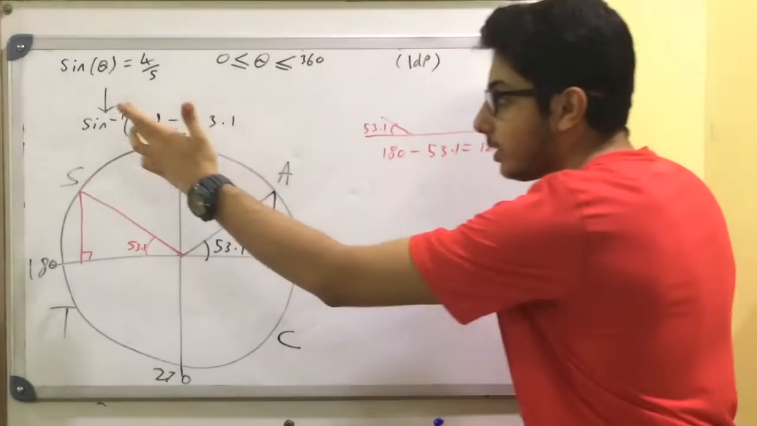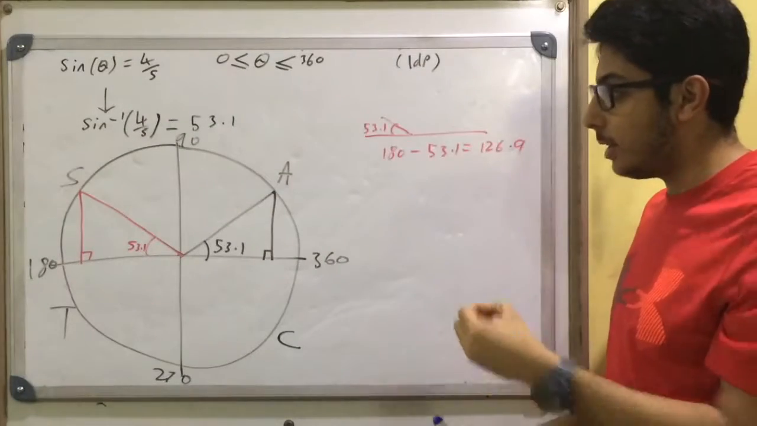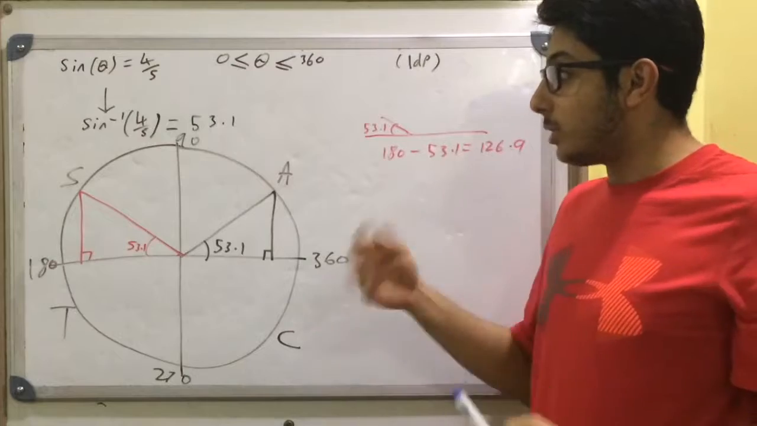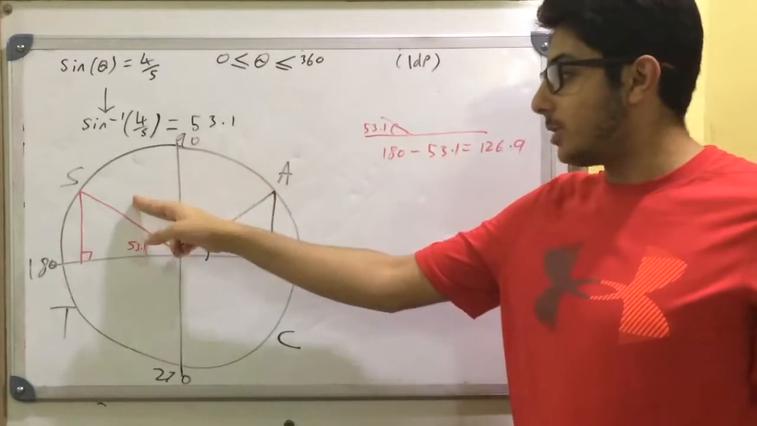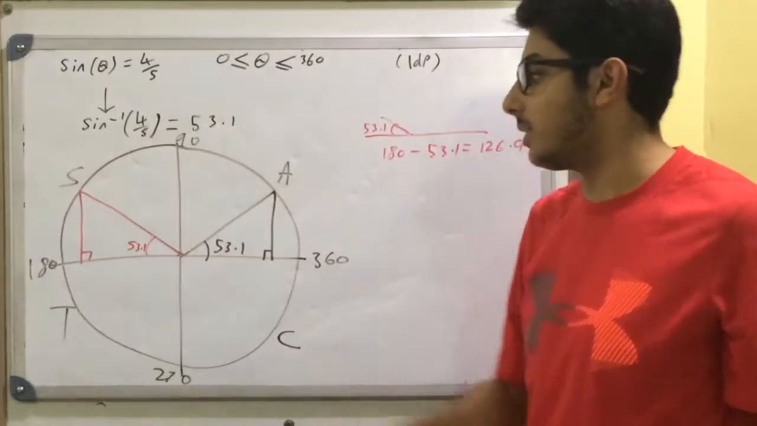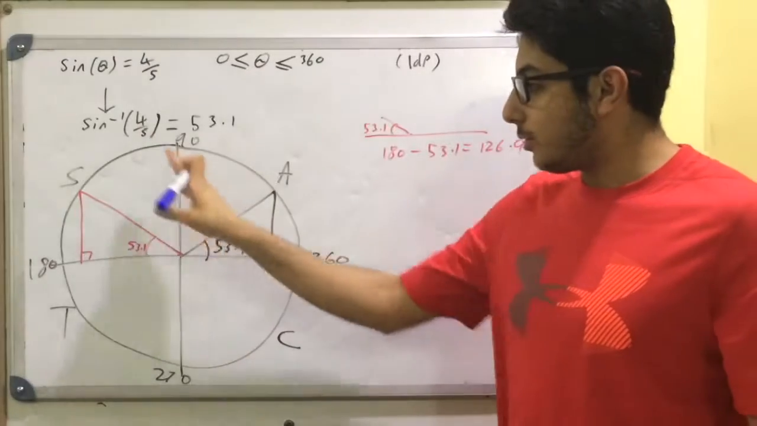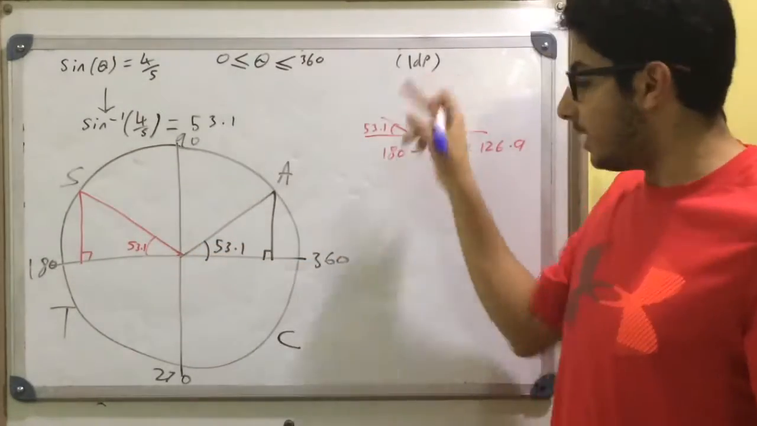So sine theta is 4/5. That is positive. So our right angled triangles will be drawn in the quadrants where sine is positive. It's positive here because everything is positive here. It's positive here because only sine is positive there. So if we draw another triangle here, it's also going to be 53.1 degrees to one decimal place.